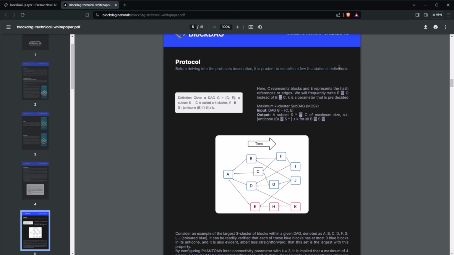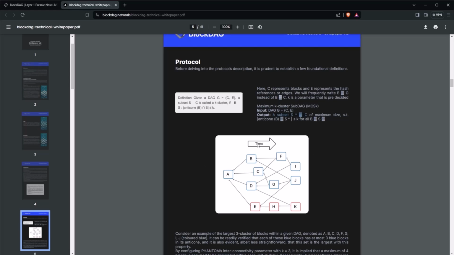We can see here is an example. Here C represents blocks and E represents the hash, or references given the edges. We will frequently write BG instead of BC as a parameter. So here we can see the input is G, C and E, and the output is A subset S times C of the maximum size.